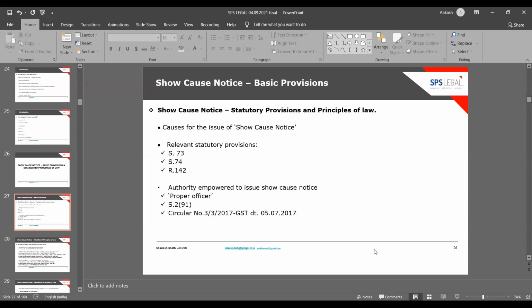The term proper officer is important because if you carefully read Section 73 subsection 1 and Section 74 subsection 1, you will find that the show cause notice has to be issued by the proper officer. So if it is issued by any officer who is not a proper officer for the purposes of Section 73 or Section 74, then the notice will be without authority of law, and therefore it will be null and void at the threshold itself. Therefore, one needs to understand whether the notice has been issued by a proper officer or not.